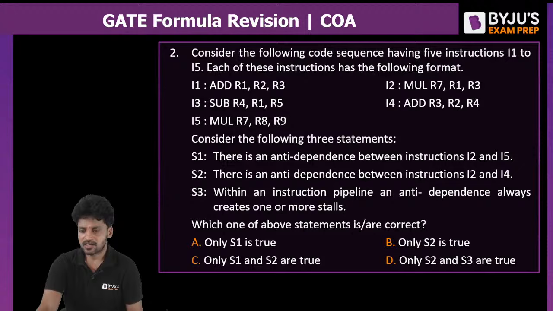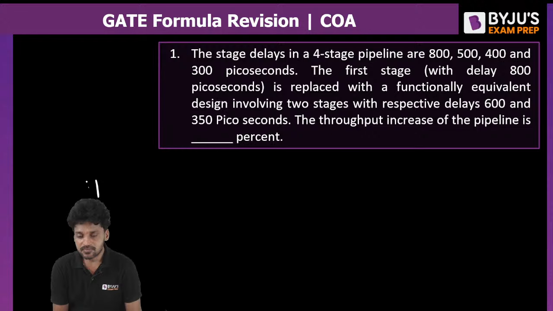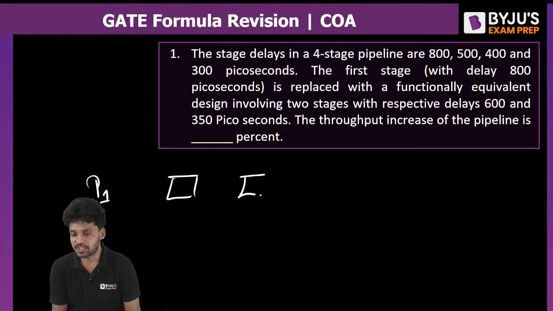The stage delays in a four-stage pipeline are 800, 500, 400 and 300 picoseconds. The first stage with delay 800 picoseconds is replaced with a functional equivalent design involving two stages with delays of 600 and 350 picoseconds. The throughput increase of the pipeline is dash percent, which is the question here. The question is simple. See, there are two pipelines, pipeline 1 and pipeline 2. First pipeline delays are, there are four stages, 800, 500, 400 and 300.